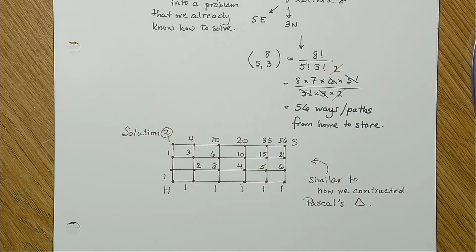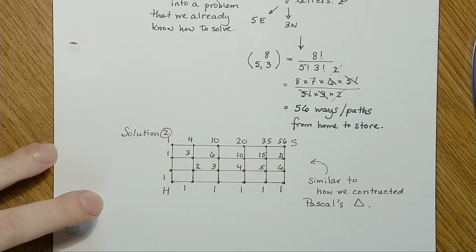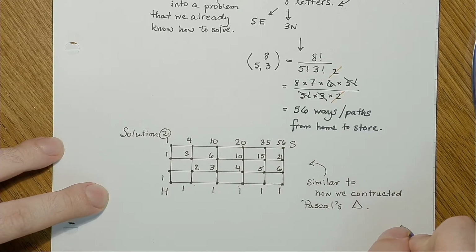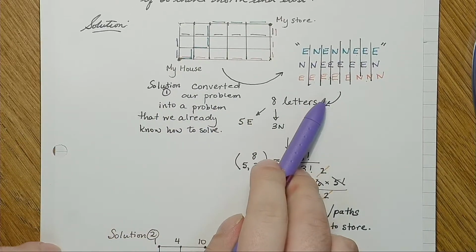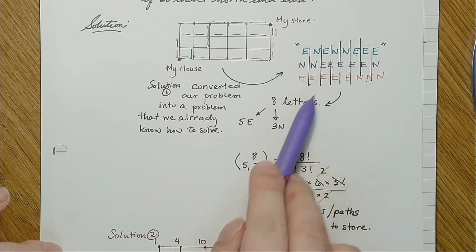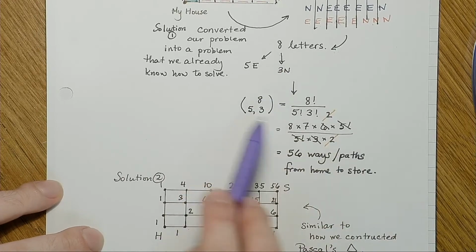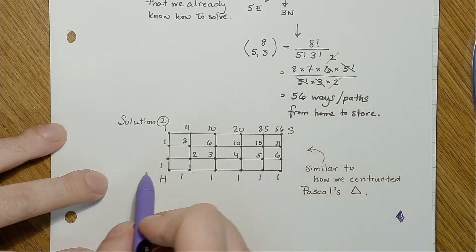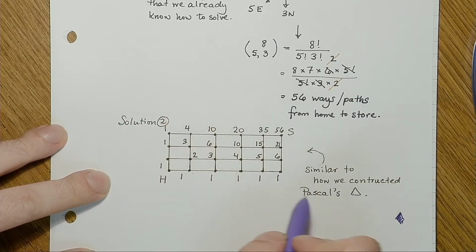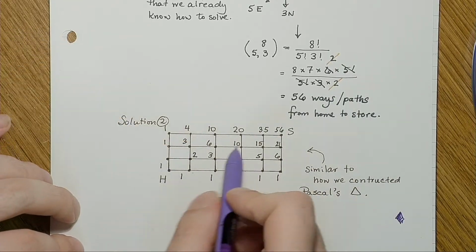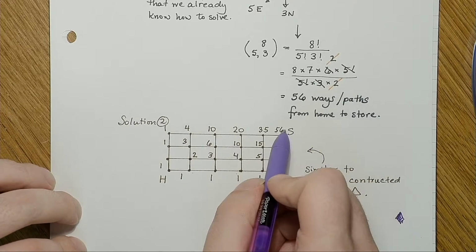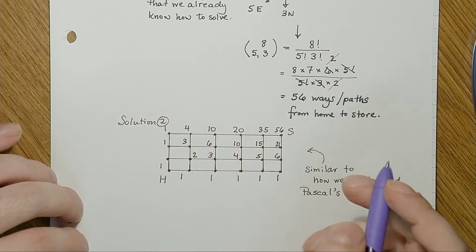And so there's 2 different ways of doing it. So that's the end of that example. But we had done it where we converted it to like words, and from that we used a multinomial, came up with 56 ways. Or you could think of it as breaking it down like Pascal's triangle, thinking about it in terms of paths, and we worked all the numbers up to the store and gave us 56.